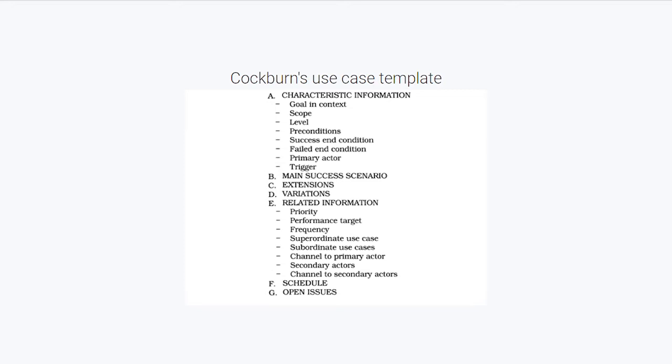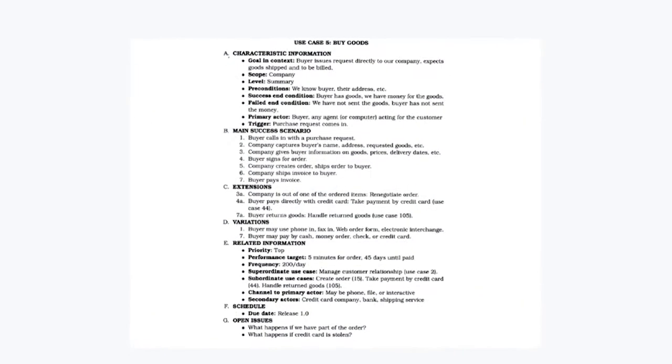It contains characteristic information. In that, there is goal in context, scope, level, precondition. Then comes main success scenario, extensions, variations, related information, schedule, open issues. So if we just look at this example of an e-commerce website, this is a use case of an e-commerce website.